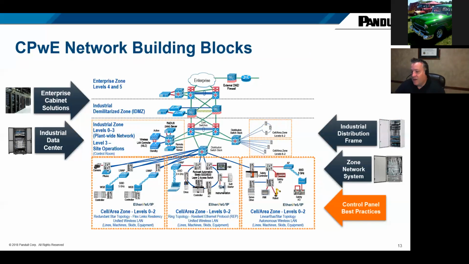If you ever sit through a Rockwell presentation, you've probably seen this slide dozens of times. This is a 300-page document, right? So this is a really simplified single slide of it, but this is your high-level view of the CPWE, the converged plant-wide architecture. And this is your starting point for designing a highly reliable, robust, future-ready network. It takes into account the enterprise up at layer 4 and layer 5. It has the industrial demilitarized zone, which is basically your redundant firewalls.